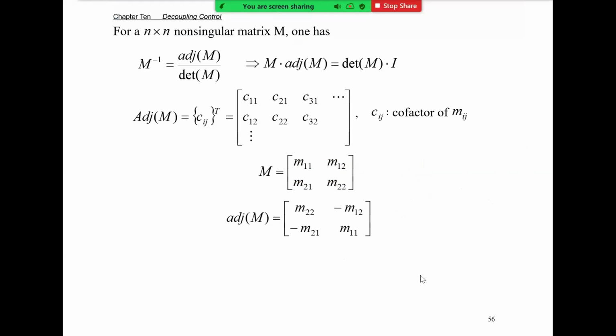But remember, even if a matrix is singular, you can still have its adjugate matrix. It just turns out that if it's singular, then the determinant will be 0.